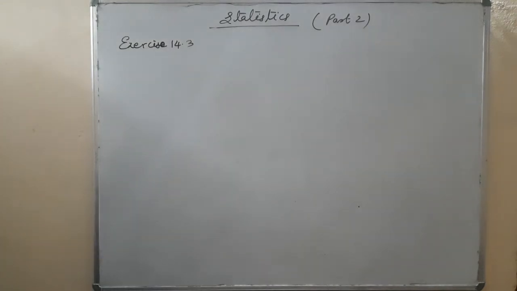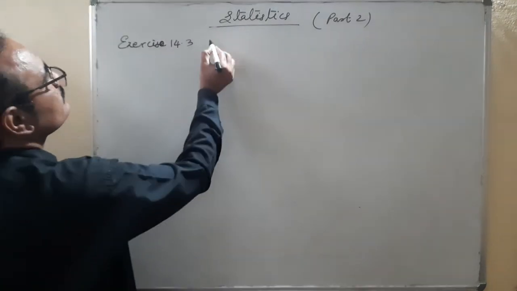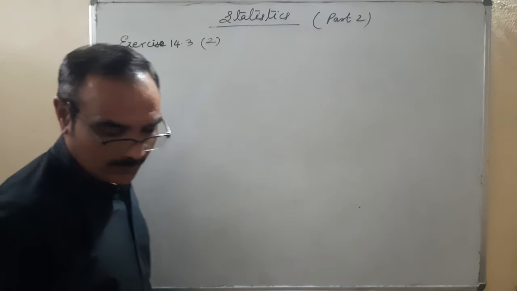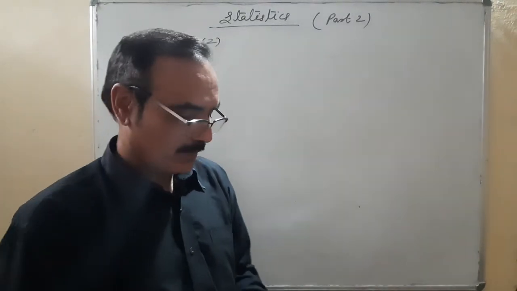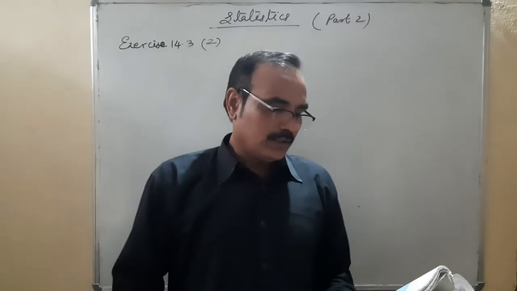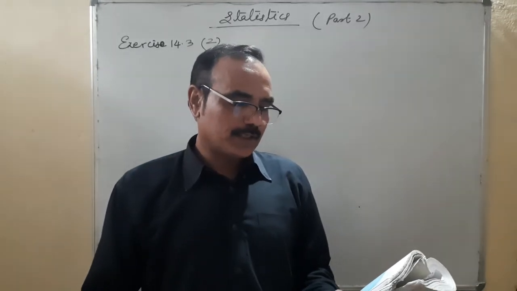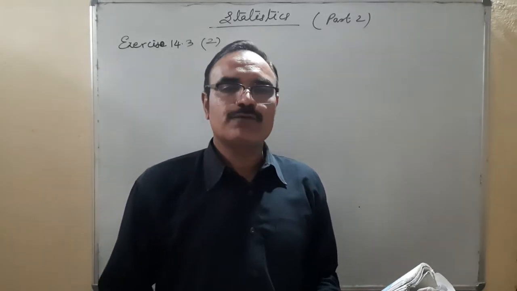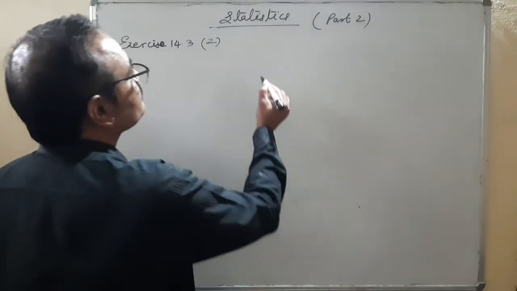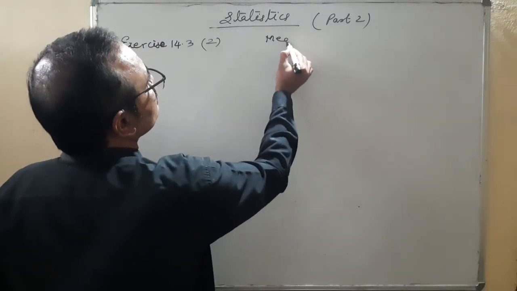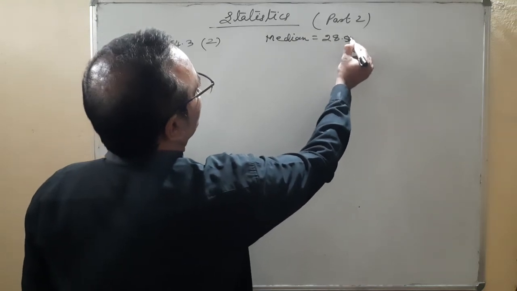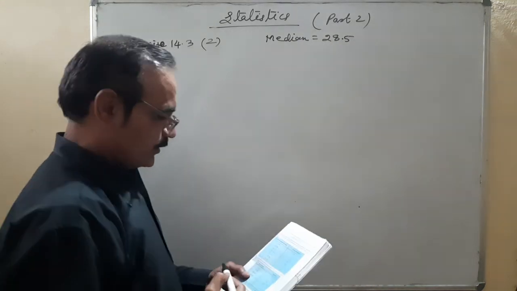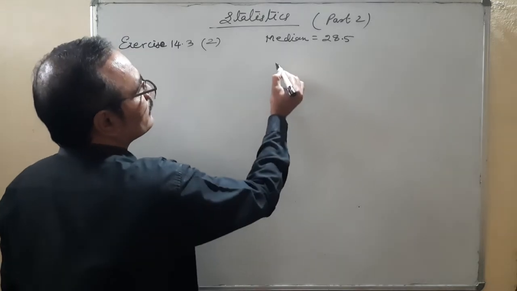Question number 2 of the same exercise. Second question. If the median of the distribution given below is 28.5, median is equal to 28.5. It is given. Okay.